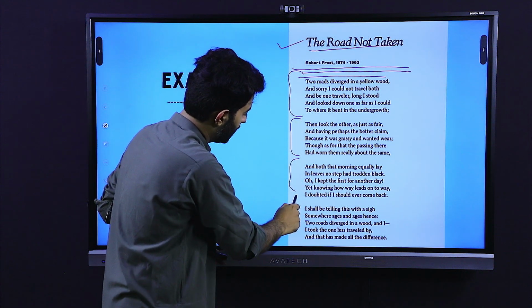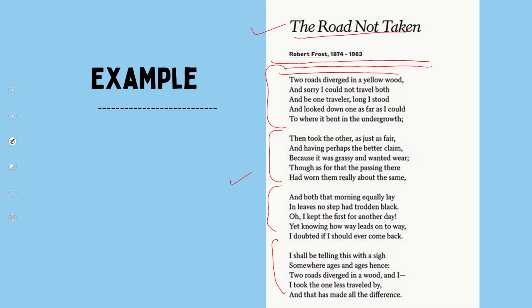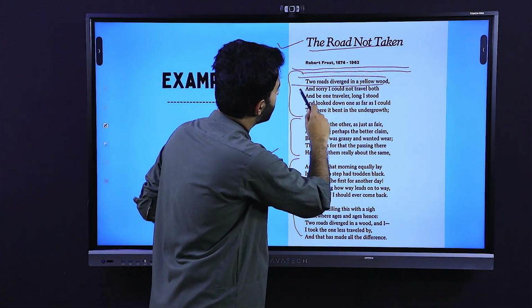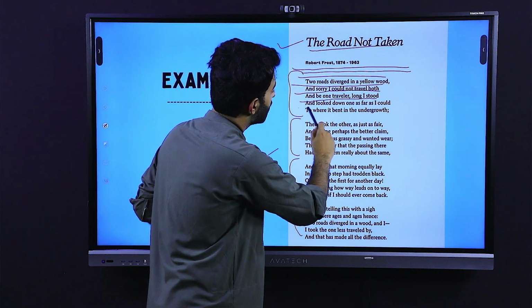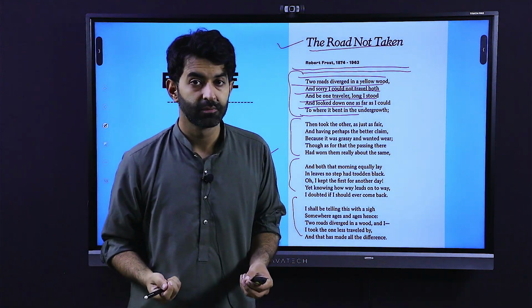1, 2, 3, 4. So we have 4 stanzas over here from the poem The Road Not Taken, and they are composed of different verses. We call these lines verses. So this is what a poem looks like.